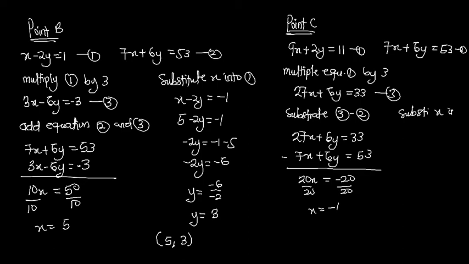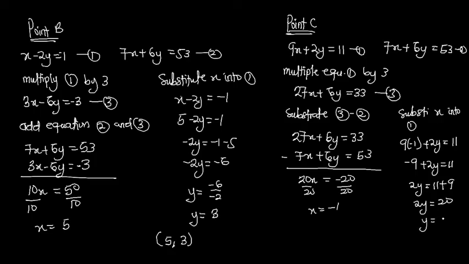this x value into any of the equations, say equation 1, I'm going to get 9 times bracket negative 1 plus 2y is equal to 11. So this gives me negative 9 plus 2y is equal to 11. I have 2y here is equal to 11. The negative 9 to the other side becomes plus 9. So 2y is equal to 20, and therefore y will be equal to 10.